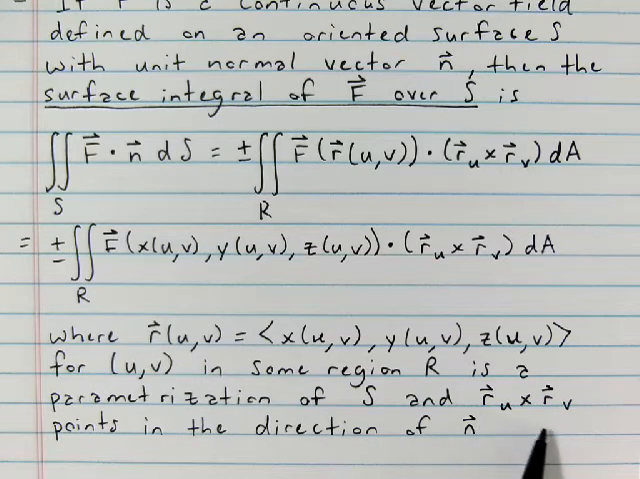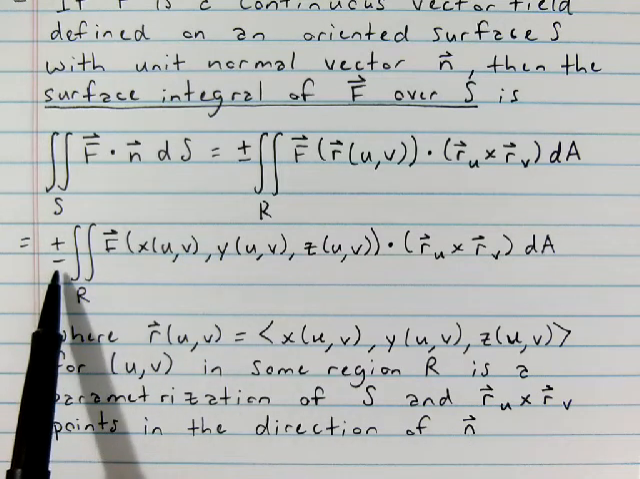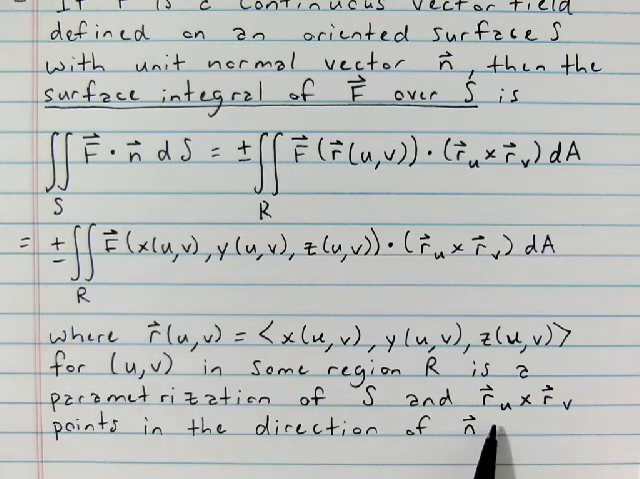If you take this cross product and that normal vector doesn't point in the same direction as this, then use a minus sign. Now, how do we know which direction this points in? Because this is going to be a function of u and v. You just take a point, (u,v), and plug it in there, and then you can see which direction it points.